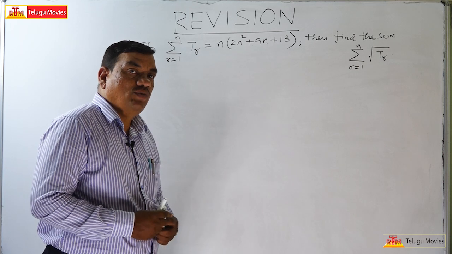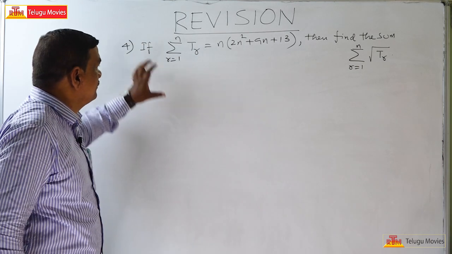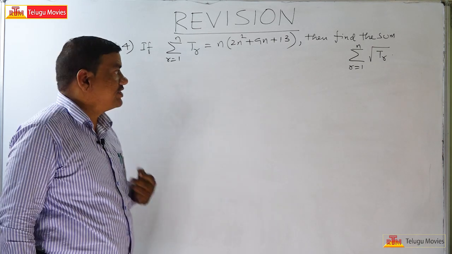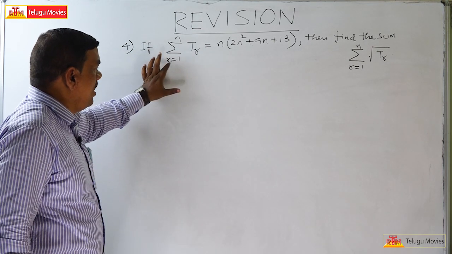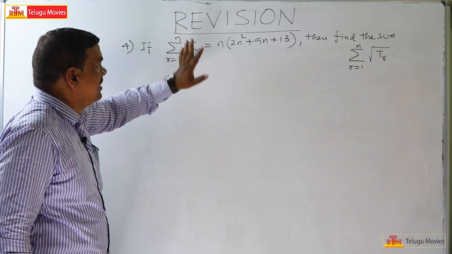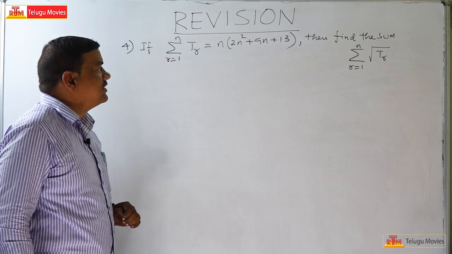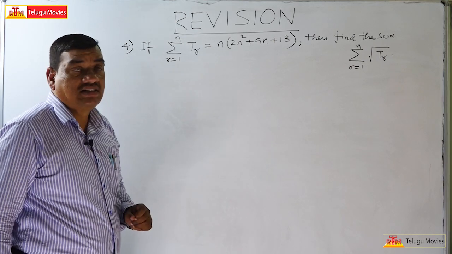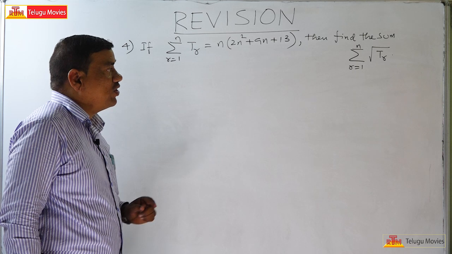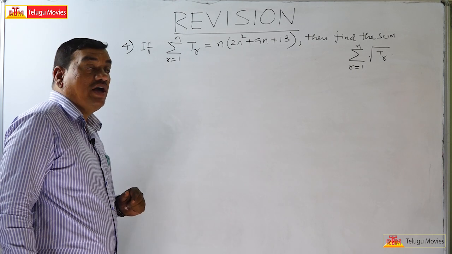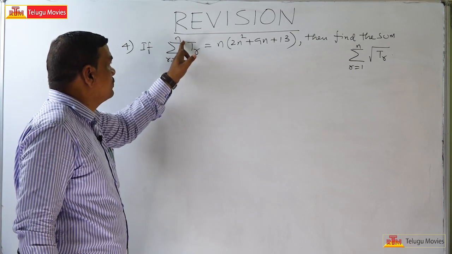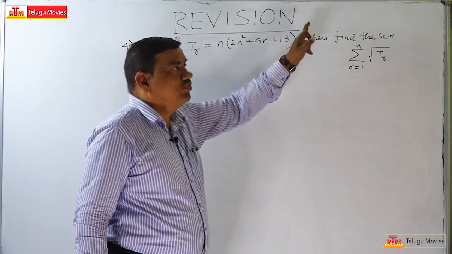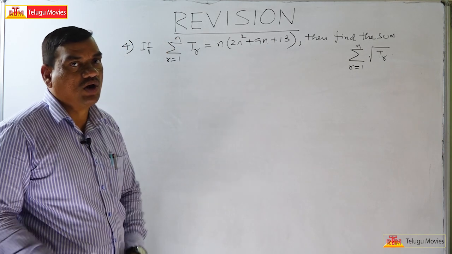Hi students, welcome to this problem. See here, this is a problem from sequence and series, particularly progressions. If sigma r runs from 1 to n, tr is equal to n times 2n square plus 9n plus 13, then find the sum sigma r runs from 1 to n square root of tr. Don't think that if you put square root on the left, we can put it here also. That property is not there.